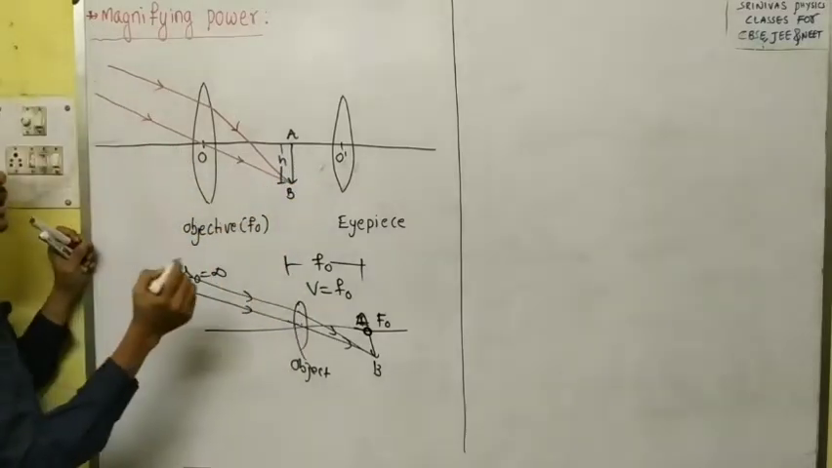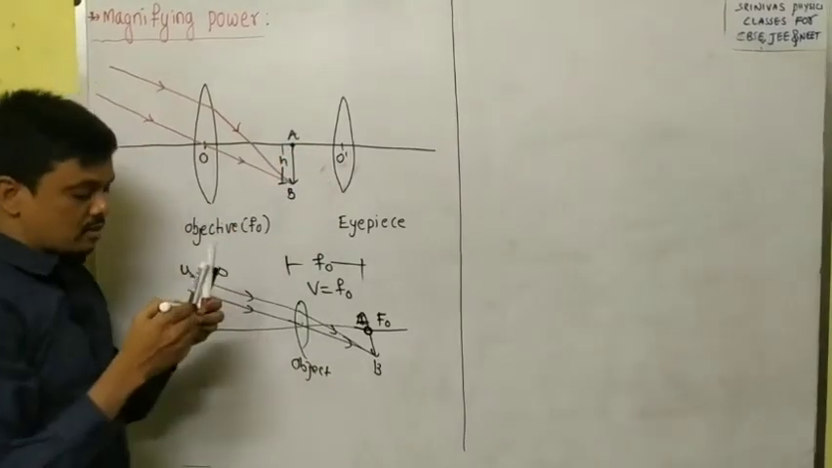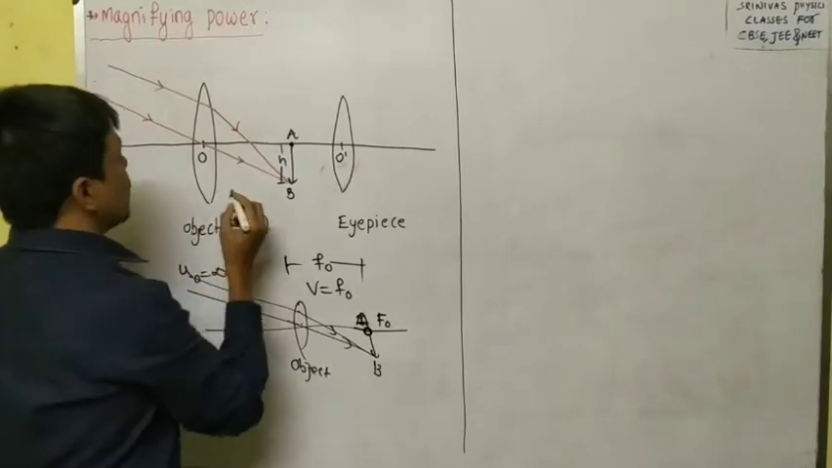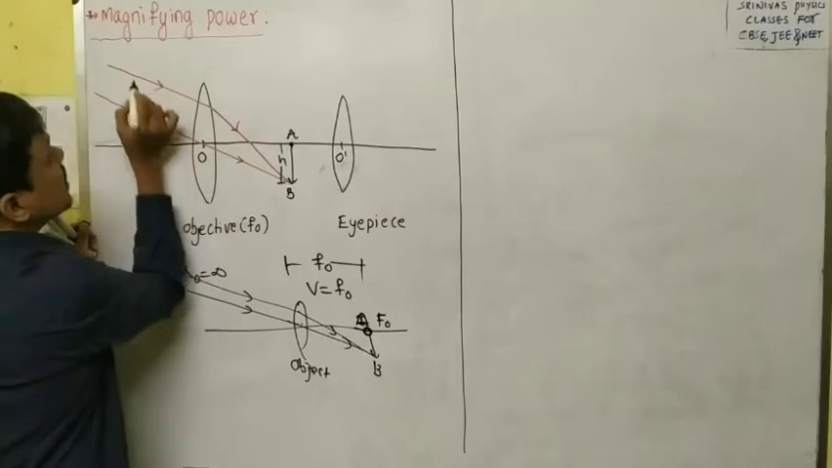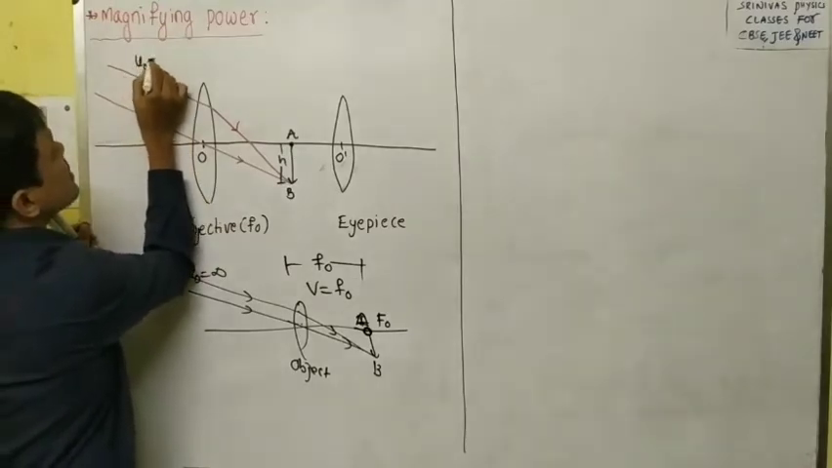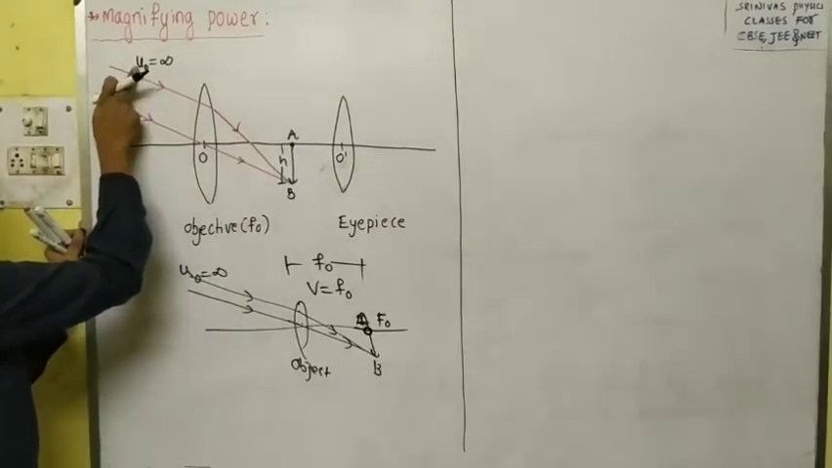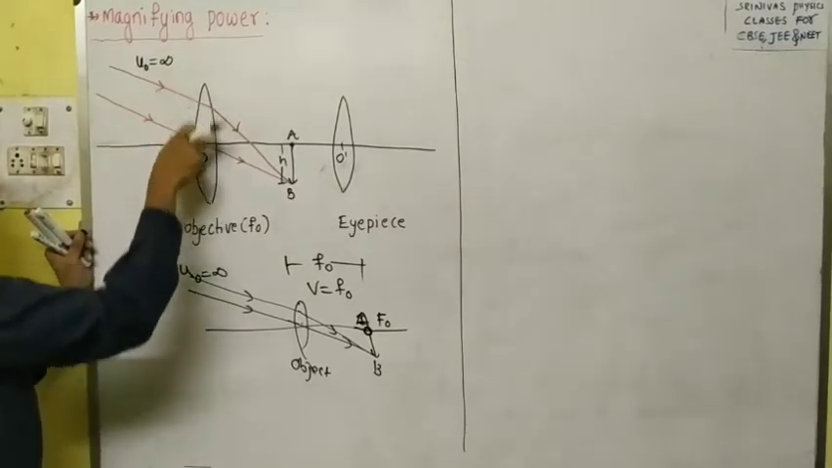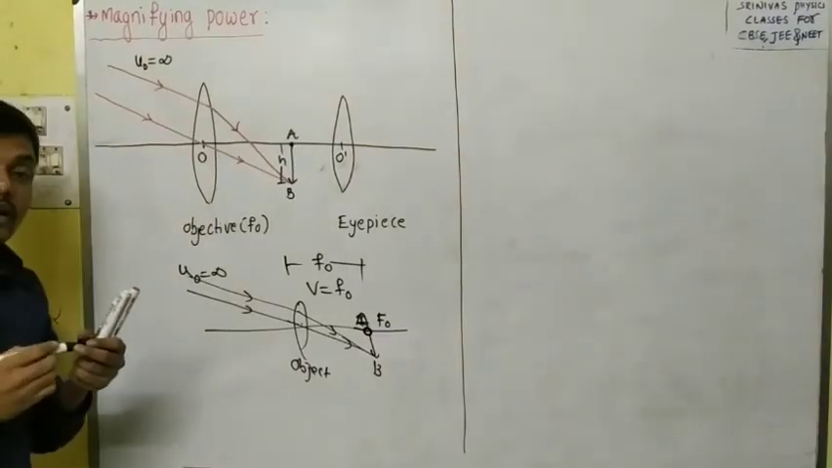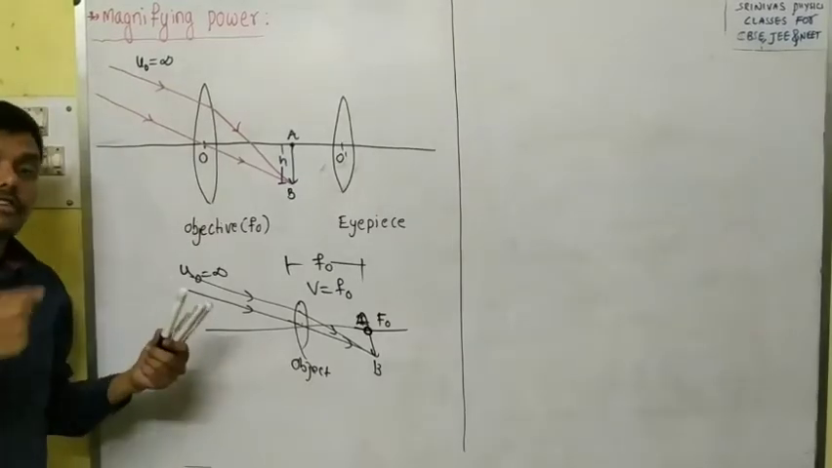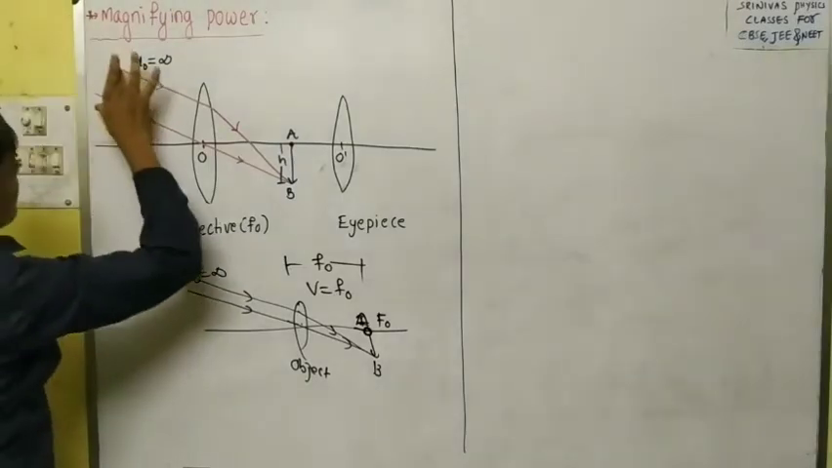Now this image is at what location? This image forms at the principal focus of the objective. Why? Because the object is at infinite distance. That means for the objective lens, the object distance is infinite, U suffix O, where U means object distance and O means objective. Which object? A star or sun or any planet. They are very far away from us, that's why we can say that they are at infinite distance. From the infinite distance, light rays are incident parallelly.